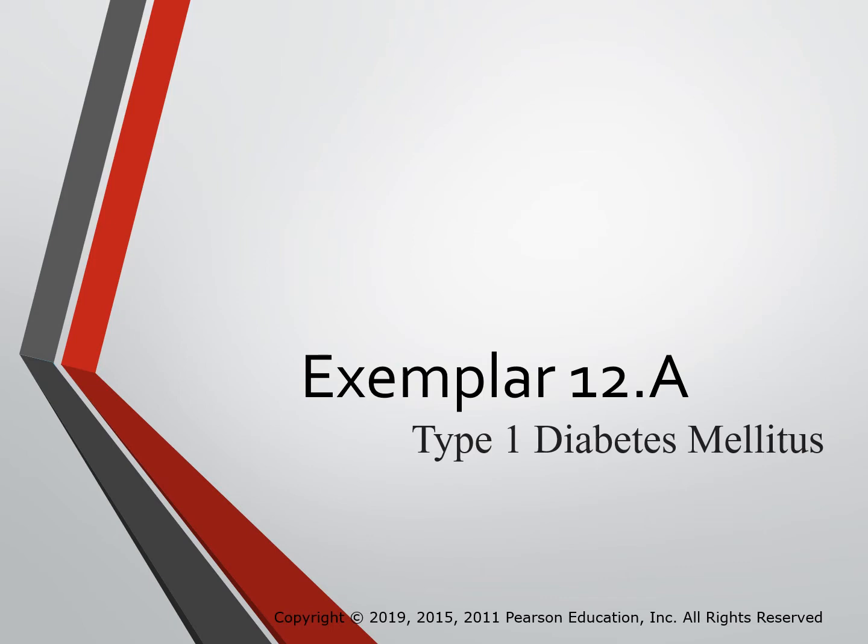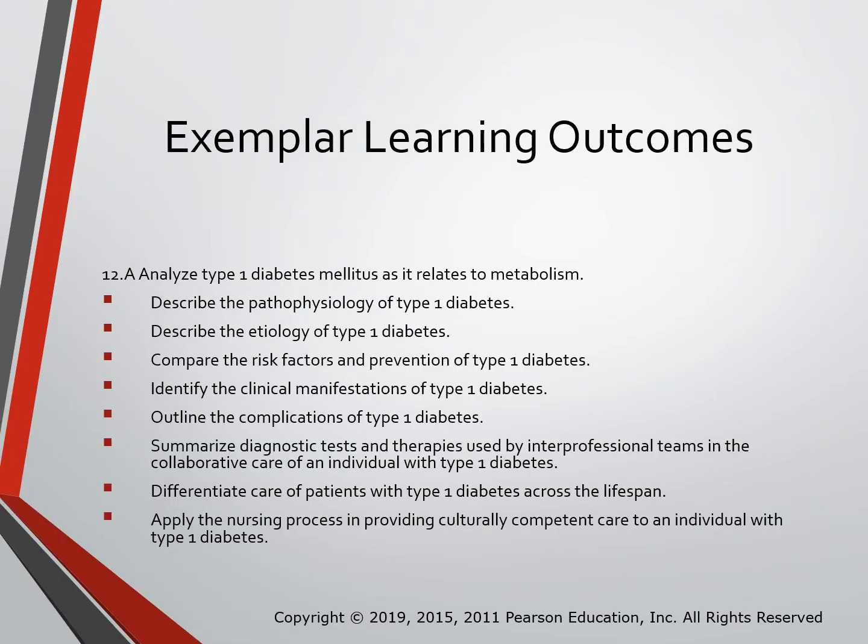So let's get started. Let's look at our objectives, our learning outcomes. So what is the patho of type 1 diabetes? There's type 1 and type 2, and we will talk about both of those. Type 2 is Exemplar 12B, and that chapter is nowhere near as long as this one. What is the cause of type 1 diabetes? What are the risk factors and how can we prevent it?